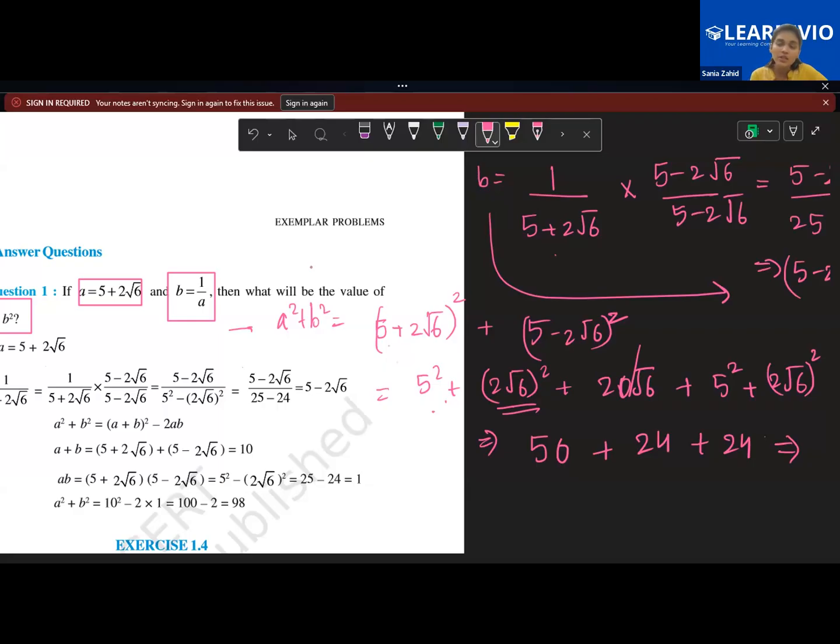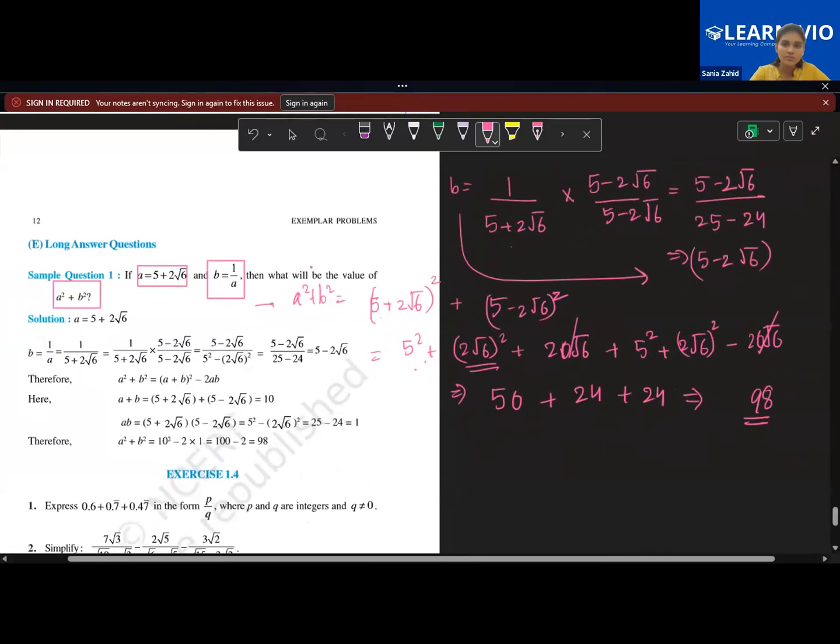Now my denominator is irrational. I'll try to rationalize the denominator. Multiply and divide with 5 minus 2 root 6. Okay, and then you solve it. A square plus b square, substitute the values. So children, quickly complete this question.